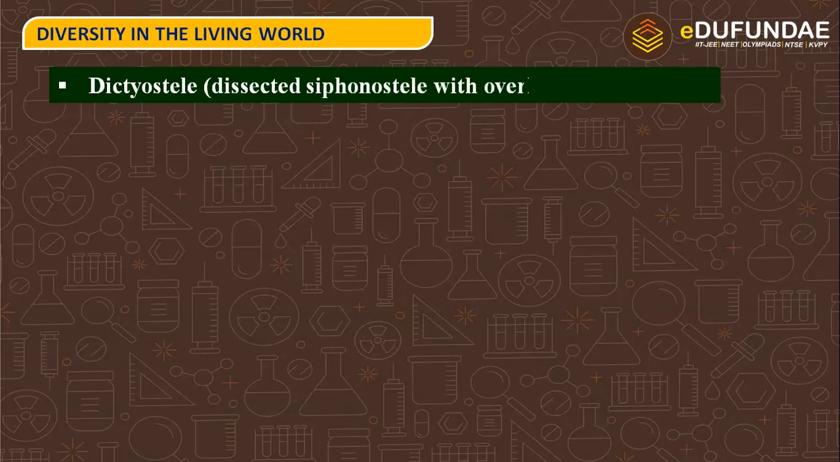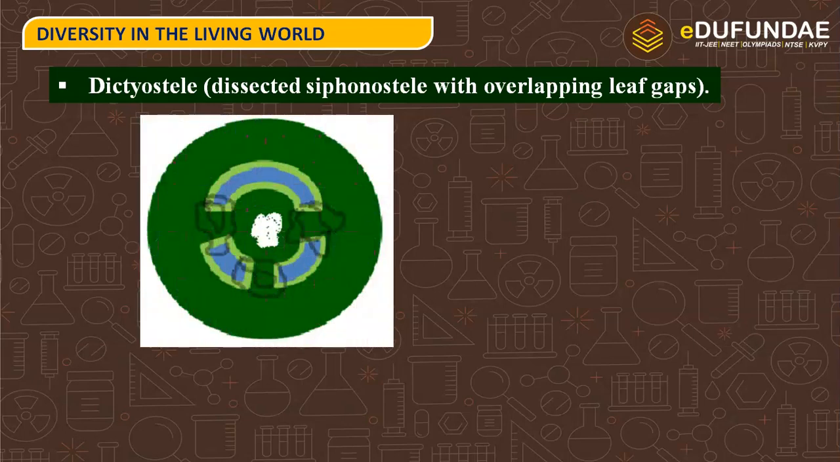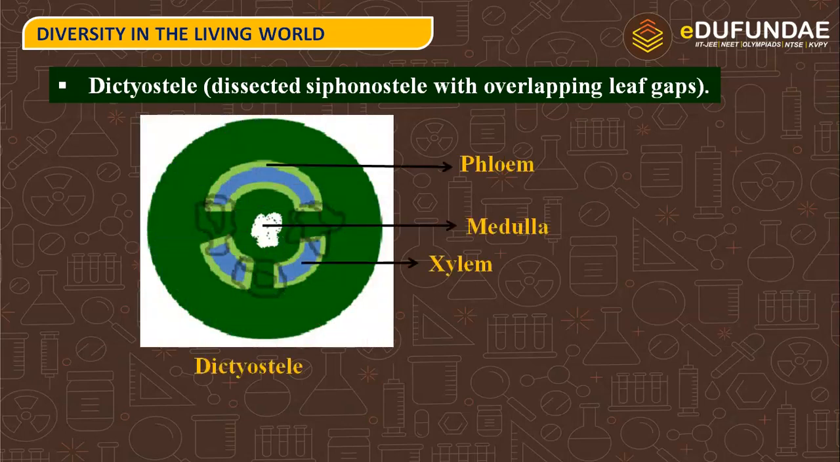Next is the dictyostele, that is dissected siphonostele with overlapping leaf gaps. Over here we see the leaf gaps are overlapping. Again in the center there is medulla, it is surrounded by xylem, then the phloem bundle is there and we can see overlapped leaf gaps over there and this kind of stele is named as dictyostele.